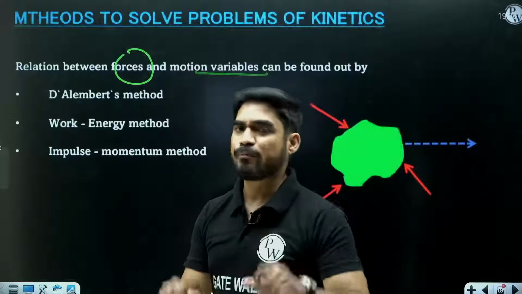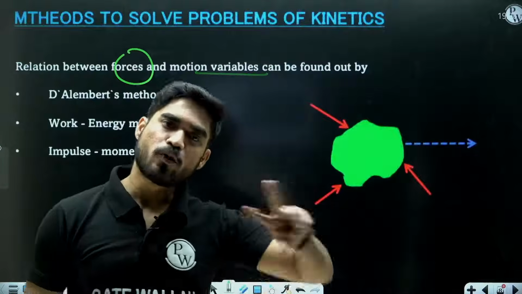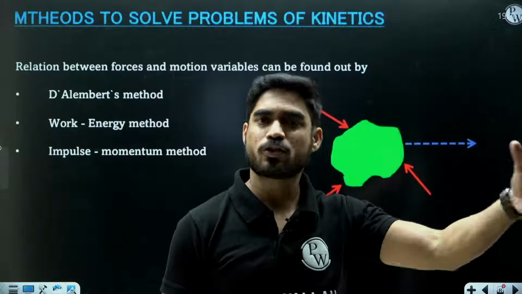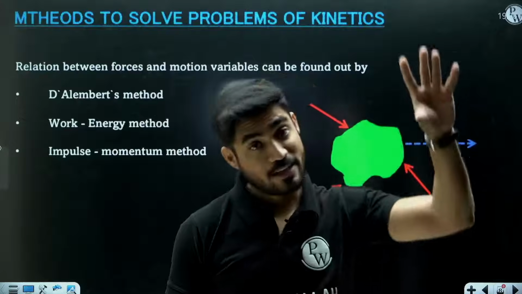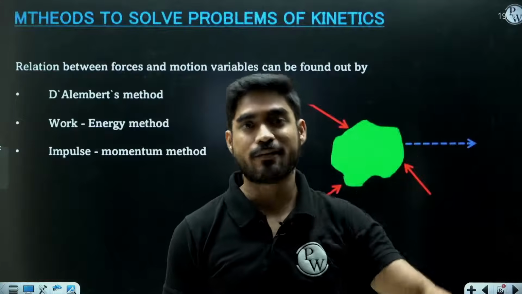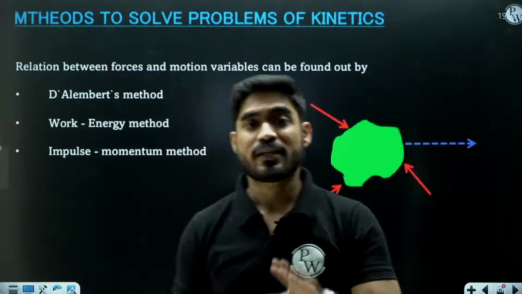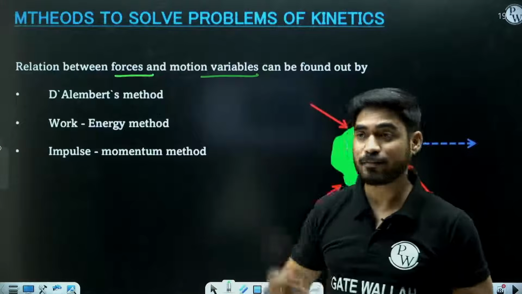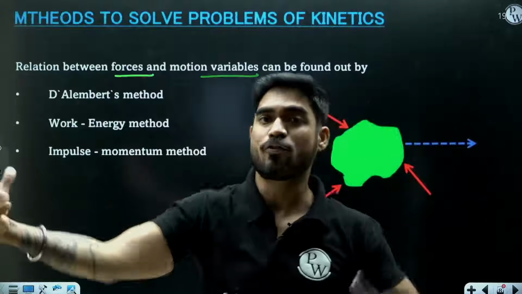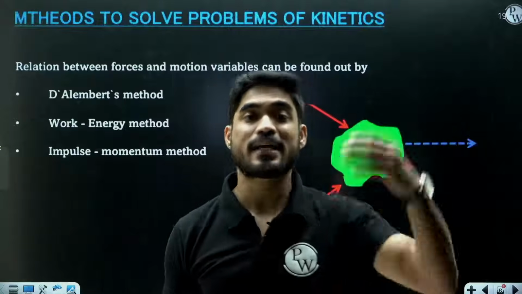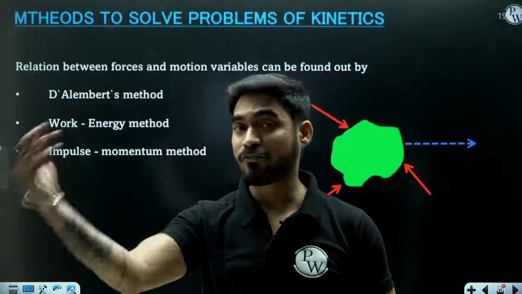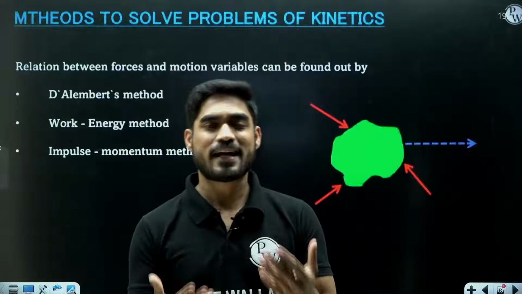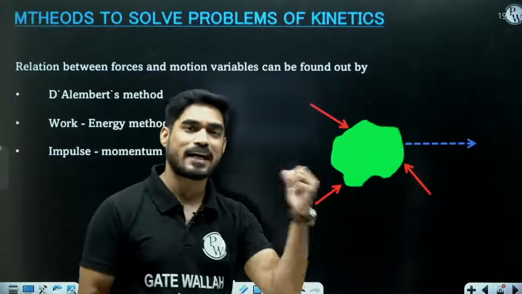Now when we solve problems of kinetics, we will use both these things. We will use the relations between the motion variables, v = u + at, s = ut + half at square. We will use these equations which we have used in kinematics. And we will also use the relation between forces and motion variables. Relation between force and velocity, relation between force and acceleration, relation between force and displacement, relation between force and time. We will use all these relations. So it can be said that it is a combination of statics and kinematics.